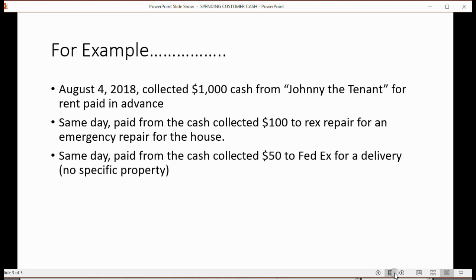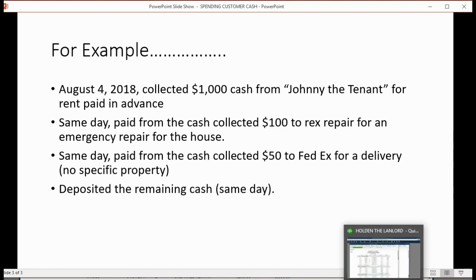Let's also imagine even later on the same day, we paid from the petty cash collected $50 to FedEx for a delivery that was related to business but not related to any specific property. Then before the business day closed, we deposited the remaining cash on the same day. So if this is something that you do, this would be the way to record it.